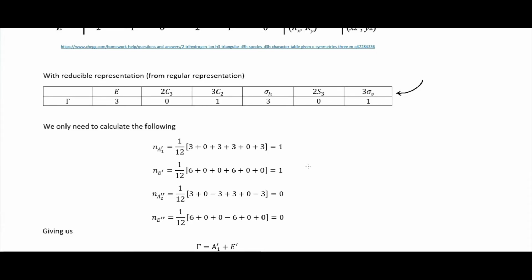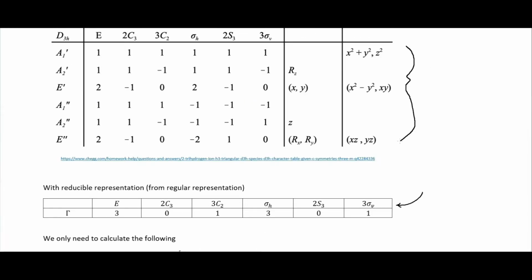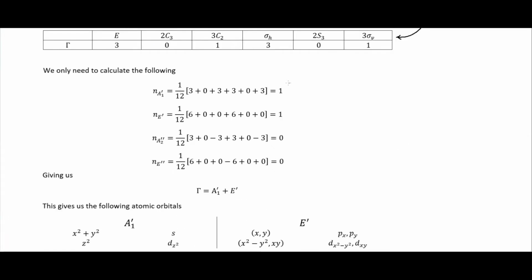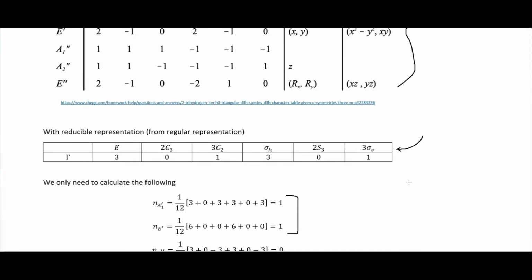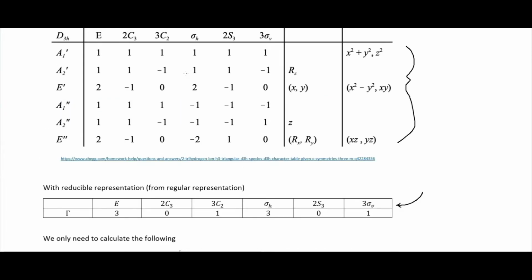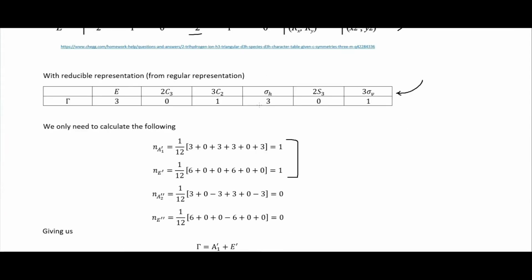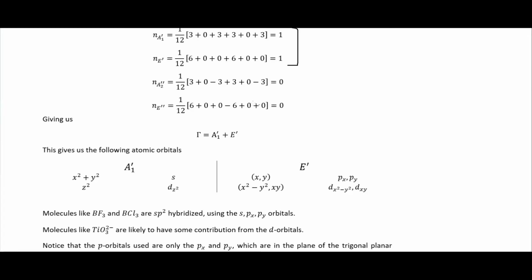And so we only need to calculate the following because we only need to look at the ones that have stuff in the irreducible representation in those basis columns there. So we find that we only have the A1 prime and the E prime. And the primes, by the way, I think I neglected to mention this because it's used somewhat inconsistently, but the primes just mean if it's single prime, then it is symmetrical with the sigma h, and if it's double prime, then it is anti-symmetrical with the sigma h. But anyway, we have the A1 prime and the E prime, and the A1 prime has these 2 possible bases here, and the E prime has these 2 possible bases here.